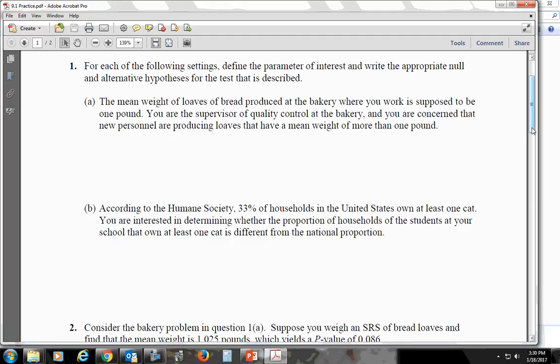Parameter of interest, null hypothesis, alternative hypothesis. Students tended to just do the null and the alternative and not write the parameter of interest at all. You can't do that. We have to define what the parameter of interest is first, okay?